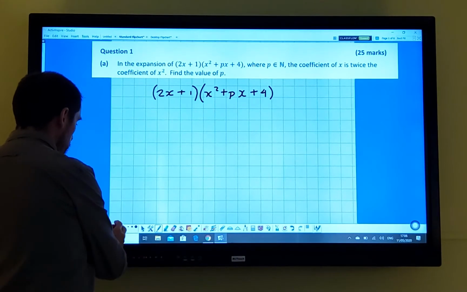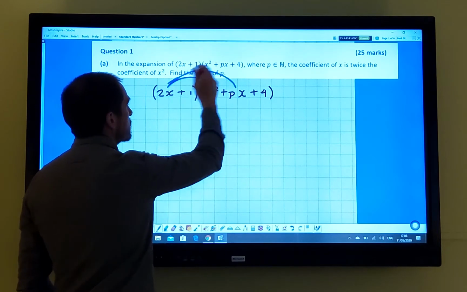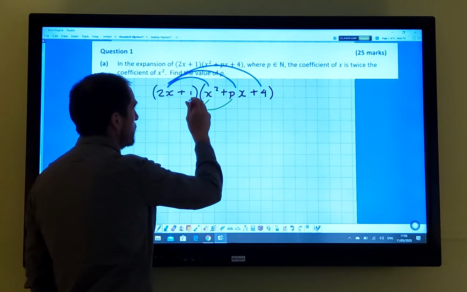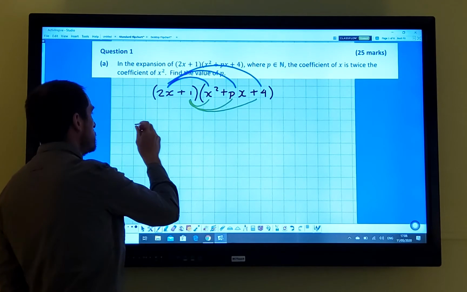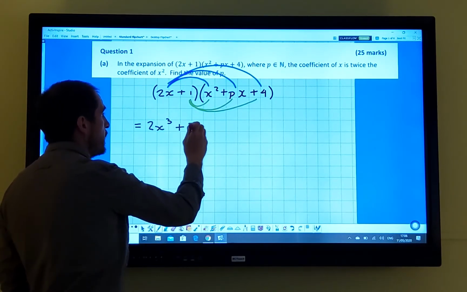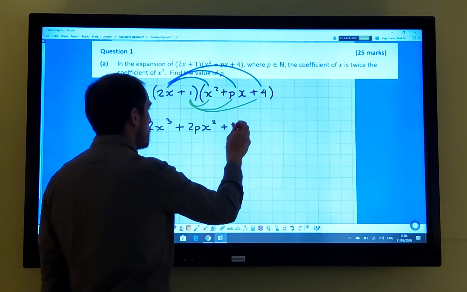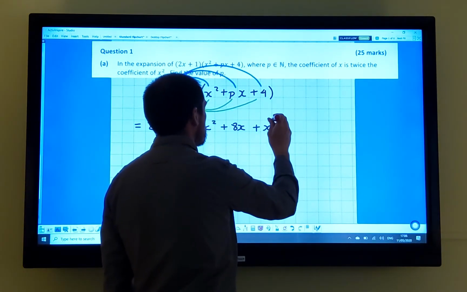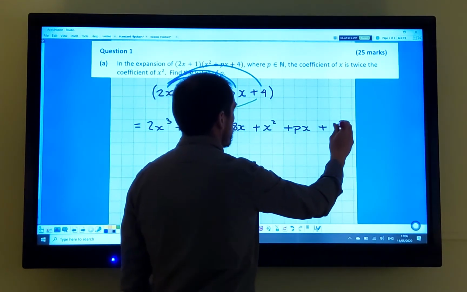When you're multiplying this out, I start with 2x and multiply it by x², by the px, and by the 4. Then I do 1 times x², 1 times px, and 1 times 4. So 2x times x² gets me 2x³. 2x times px is 2px². And 2x times 4 is 8x. Then I do the green lines: 1 times x² is x², 1 times px is px, and 1 times 4 is 4.